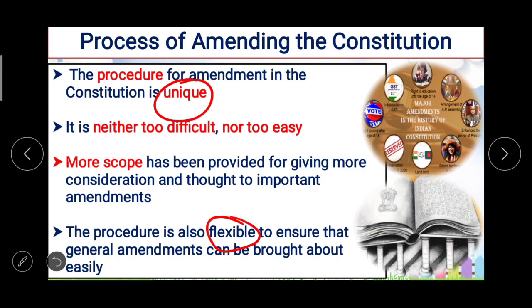Here on the screen you can see major amendments in the history of the Indian Constitution, that is introduction of GST, right to education until the age of 14, arrangement of AP Assembly, enhancing the power of President.